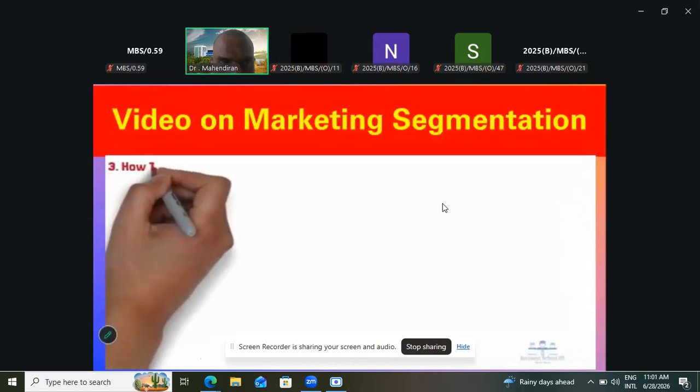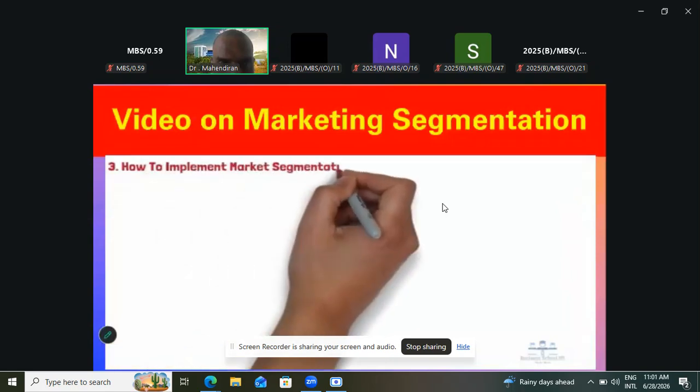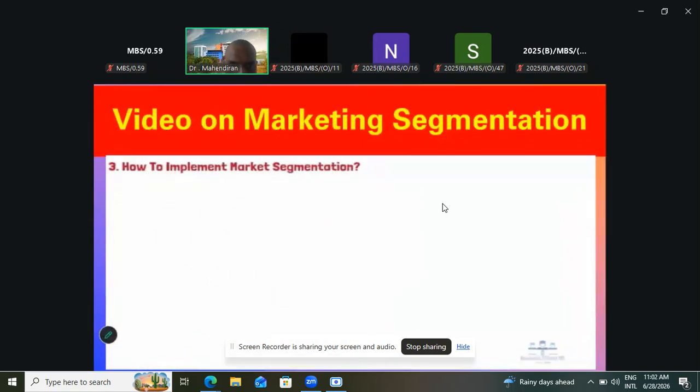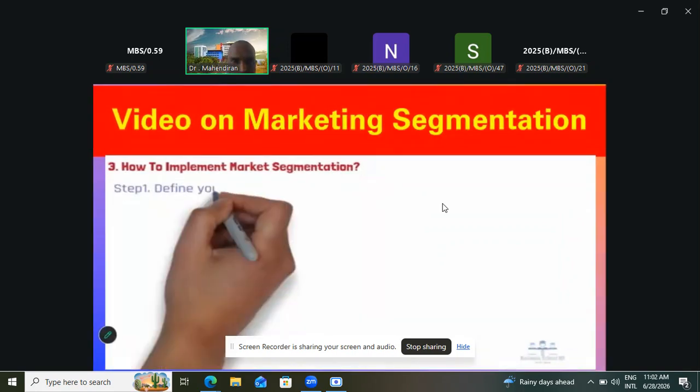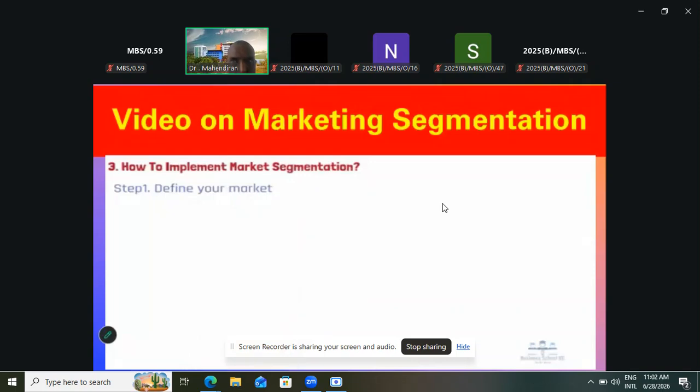Section 3. How to implement market segmentation. Generally, to effectively implement market segmentation, there are 5 steps to follow. Step 1. Define your market. You should ask yourself, is there a need for your products and services? Is the market large or small? Where does your brand sit in the current marketplace?